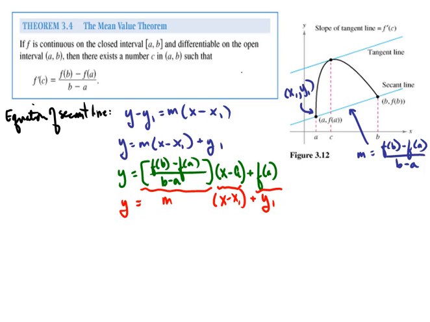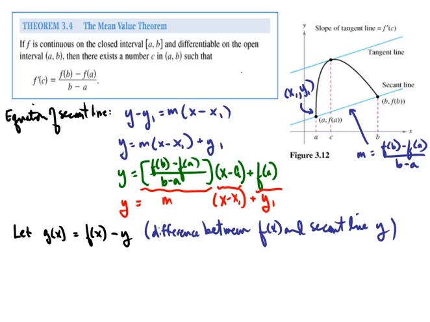Now what we're going to do next is introduce this function g of x. And g of x is the difference between the function f of x and the secant line y. So if you notice, at a, f of a, g of x will be 0, and then g of x grows, and it comes back down to 0 again at b, f of b. And why we're using this is that this allows us to have a function that satisfies the conditions of Rolle's theorem.